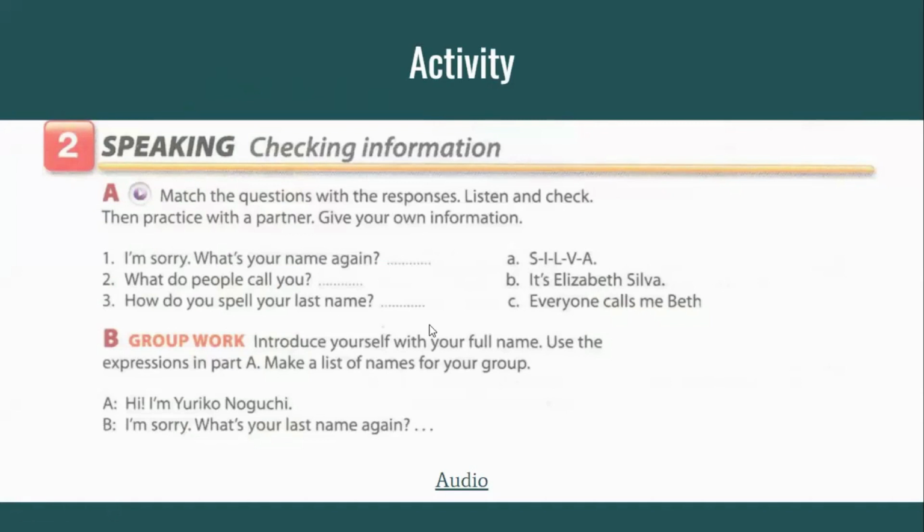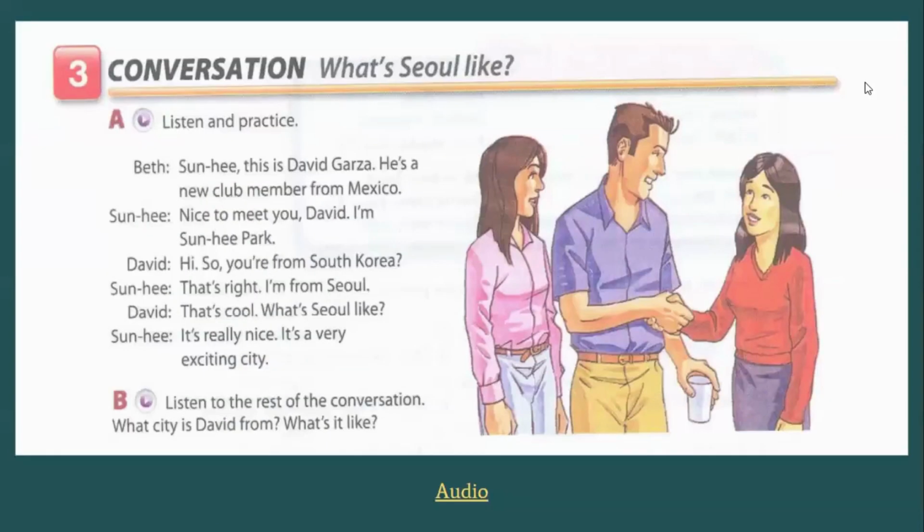Silva. And that is how we can give our information as well. And if we don't remember any information, we can say, I'm sorry, what is your name again? And if you don't know the spelling of someone's name, we can ask, how do you spell your last name? So you can spell it out for that person after that. Now try introducing yourself to your friends and your batchmates. We will go to the next part.